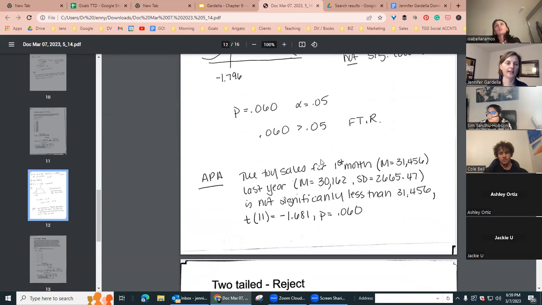Okay, so that is one tail, fail to reject, in the negative. Let me just make some notes here. I'm going to let you guys catch up for a second. Think of questions. There's an error here. Oops. And then I'm going to change that to 0.05.